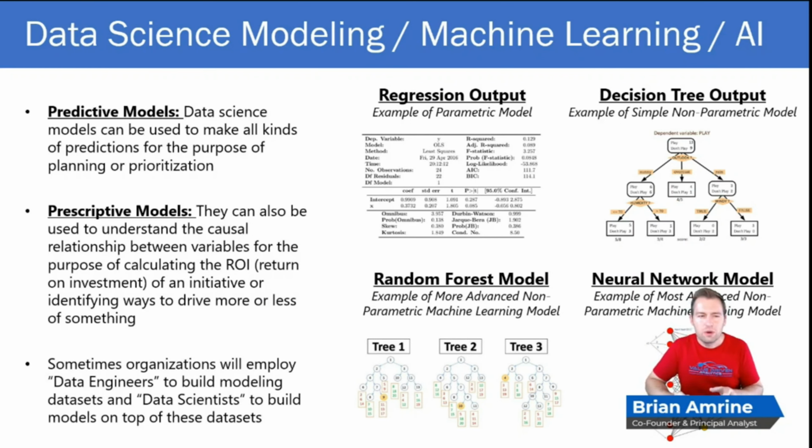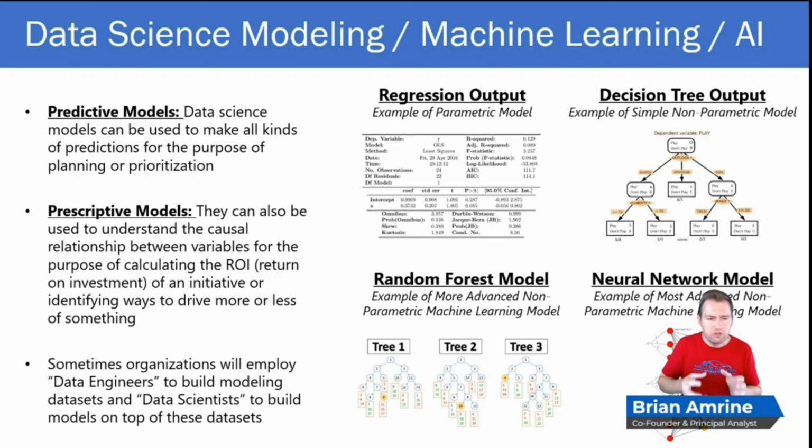Predictive models focus on making some kind of a prediction for the purpose of perhaps planning. How many sales do we think we're going to have next month so that we can plan our staff that's going to need to manufacture a certain amount of product? Or for prioritization, which consumers or which prospects do we think are most likely to buy so that we can make sure to call them first, for instance?